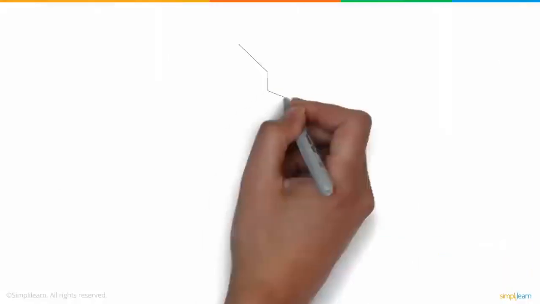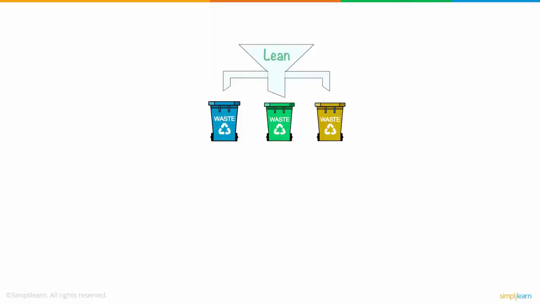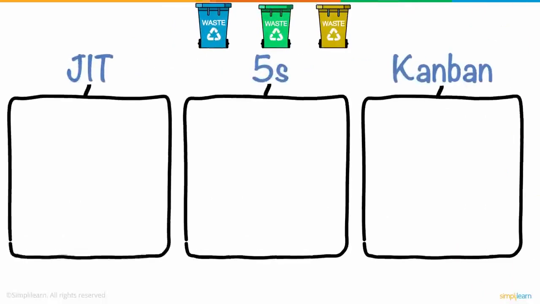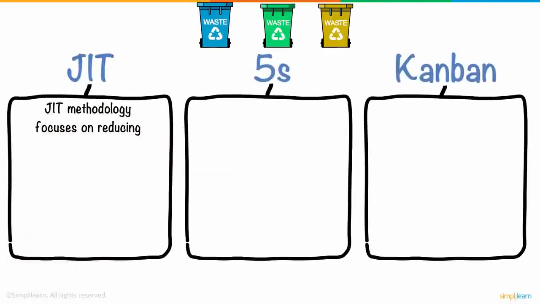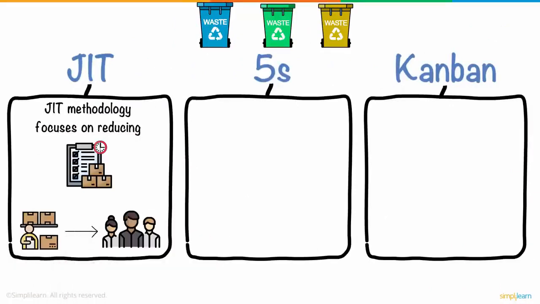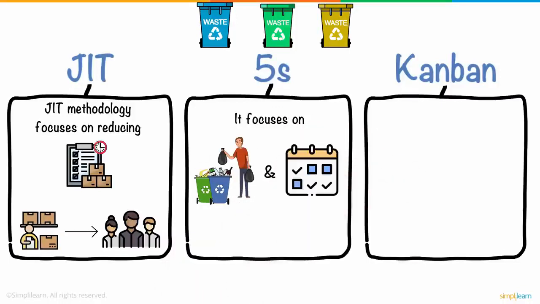For years now, many systems have emerged that use the Lean methodology to identify and handle the different kinds of waste. Some of the more popular and effective ones are JIT, or Just in Time, 5S, and Kanban. The JIT methodology focuses on reducing the amount of time the production system takes to provide an output, and the response time from suppliers to customers. 5S is another methodology that focuses on cleanliness and organization while improving profits and efficiency.